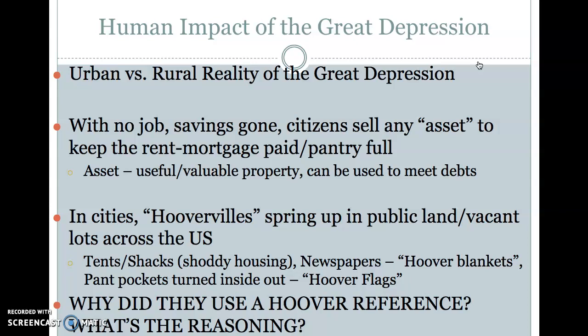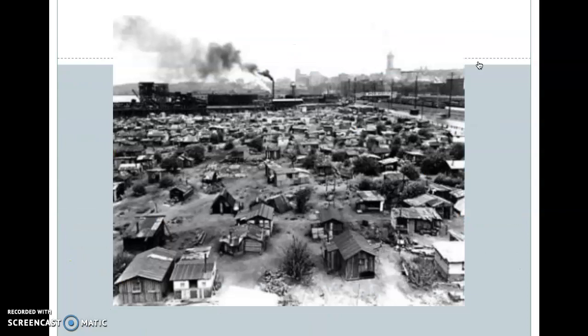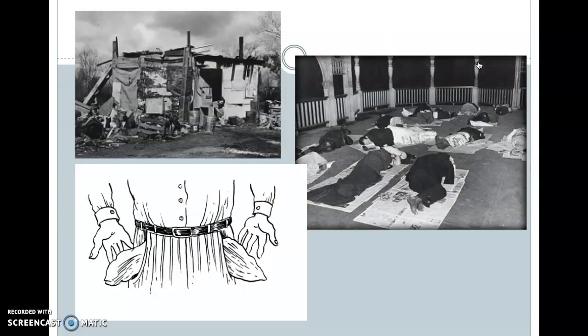In cities, Hoovervilles spring up on public land or vacant lots across the U.S., named after the esteemed president. Tents and shacks. Newspapers are going to be called Hoover blankets. Pant pockets turned inside out, Hoover flags. Why did they use a Hoover reference? What is the reasoning behind that? I'll let you think about that for a while. Here are some examples of some of the Hoover towns, or Hoovervilles.